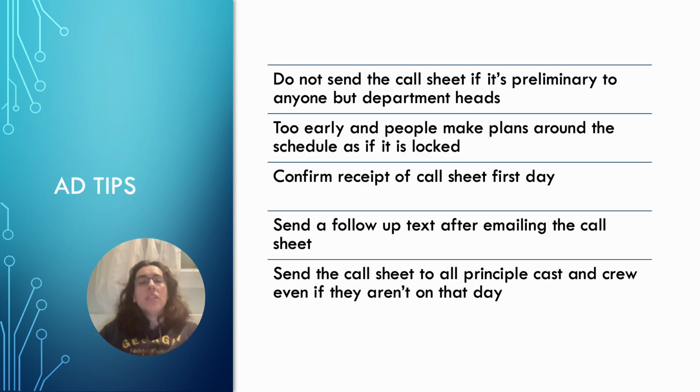So, some assistant director tips. Don't send the call sheet out too early. You need to send it out 12 hours in advance. But if it's not locked and it's a preliminary call sheet for feedback, only send it to your department heads so that they can have that feedback and input. If you send it out too early, people will tend to make plans around the schedule as if it's locked. And this is on indie low budget film shoots.